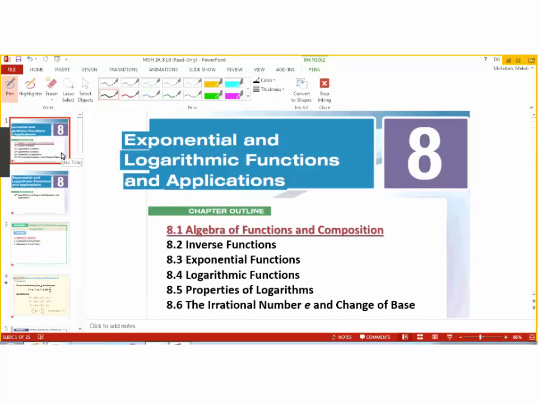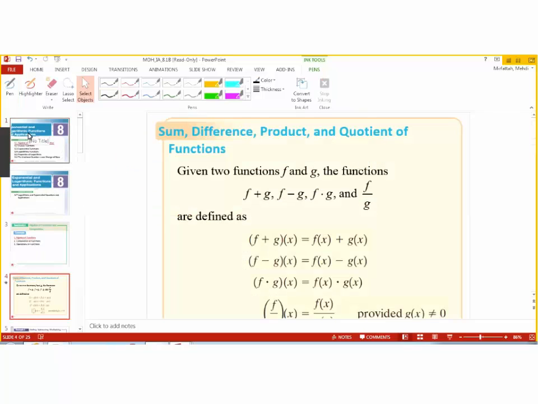We're going to cover all these topics today: algebra of functions and composition. Let's start with that. The sum, difference, product, and quotient of functions.